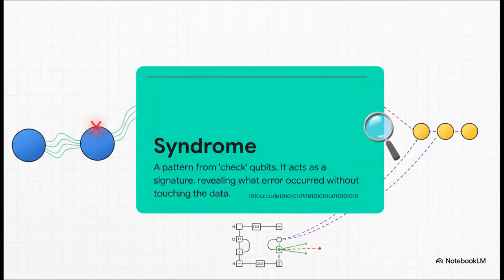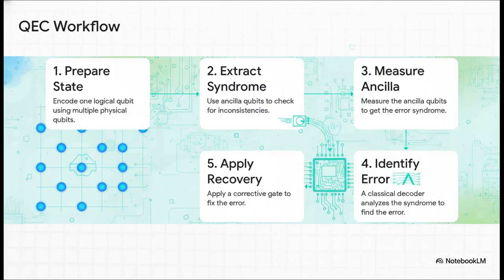And that clever way in is a concept called a syndrome. Think of it as a pattern we get from measuring some extra check qubits, which are often called ancilla qubits. It's a kind of indirect measurement that acts like a signature for a specific error. It tells us what went wrong without ever revealing the precious data itself. And this whole workflow is really the heart and soul of quantum error correction.